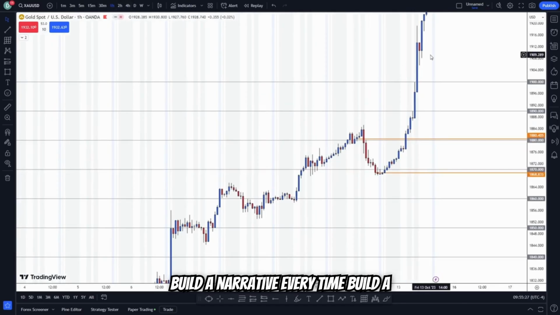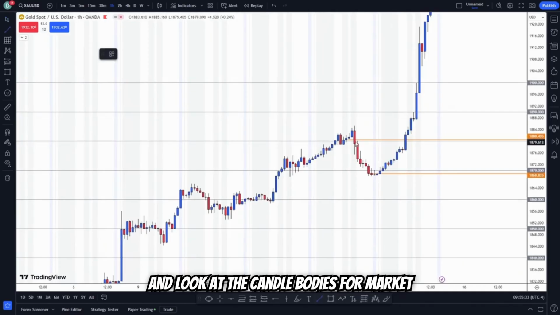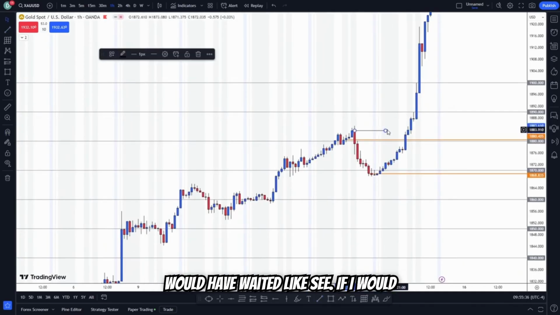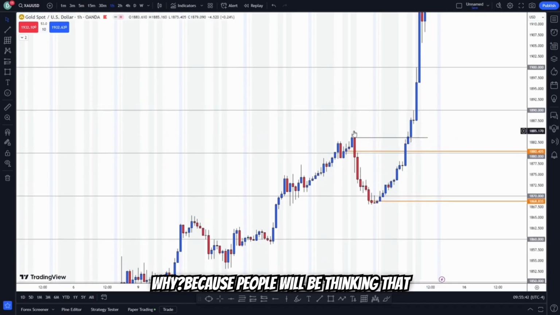So build a narrative. Every time, build a narrative on Forex, and look at the candle bodies for market structure shift. Don't wait for this. If I had waited and not taken a buy over here, it would be because people think this is a structural high that should be broken before they take a buy. But the body has already shown you that the market structure shift has happened.